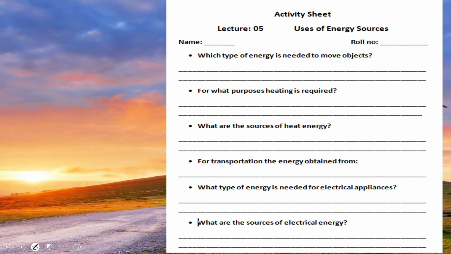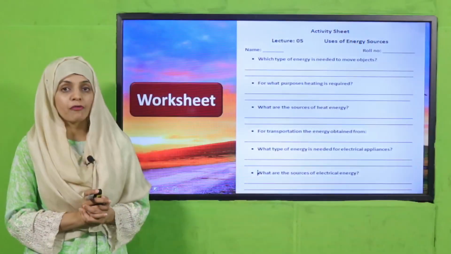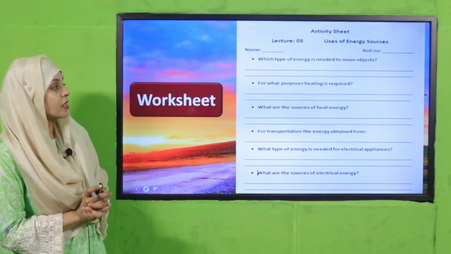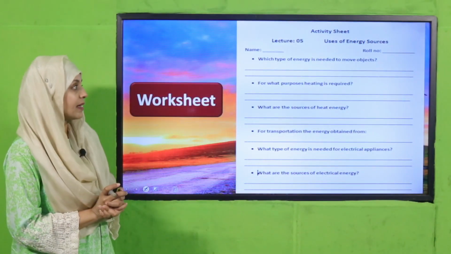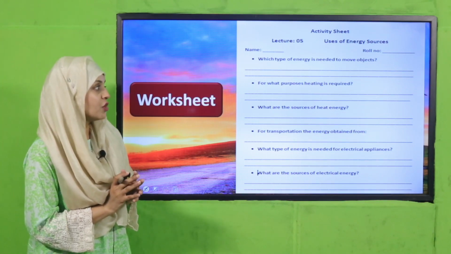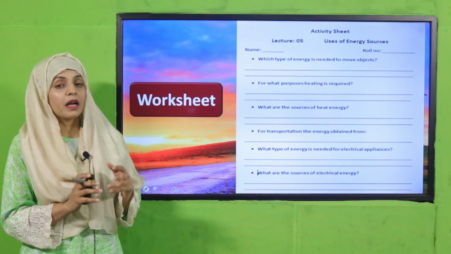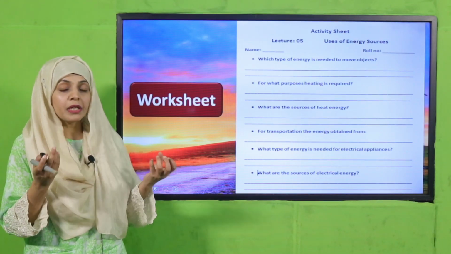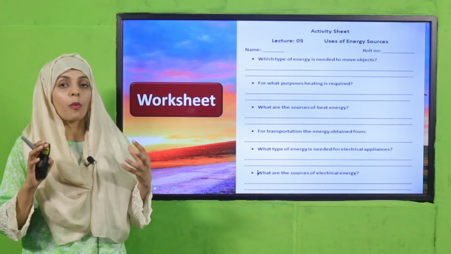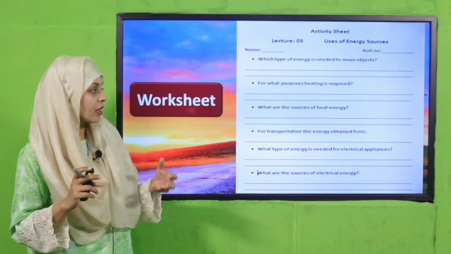So my dear students, now is the time for practice. For practice, you can download this worksheet from the description box below this video, or you can get it in print form from your teacher. So my dear students, write down your name and your roll number and let's start. You will answer the questions. Which type of energy is needed to move objects? There are different energies which help the objects to move. Write down their names. For what purpose is heating required?